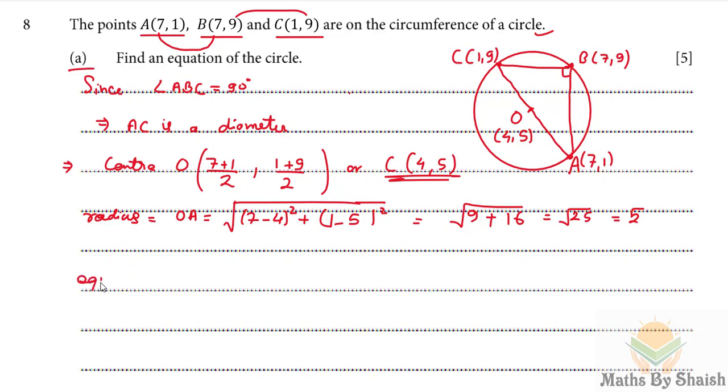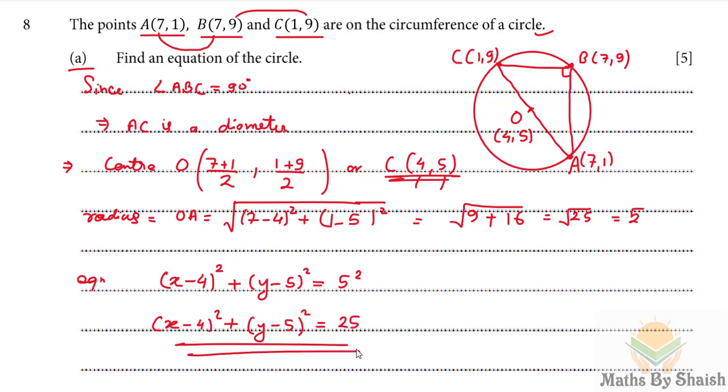And hence the equation: we know the equation is (x minus the x coordinate of the center) whole square plus (y minus the y coordinate of the center) whole square equals radius square. So it is going to be (x minus 4) whole square plus (y minus 5) whole square equals radius square, and the radius is 5, so it is 5 squared. Or we can rewrite it as (x minus 4) whole square plus (y minus 5) whole square equals 25, and that's the equation of the circle. I hope it is clear.